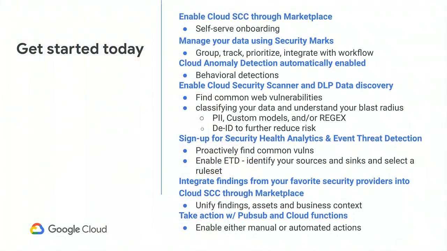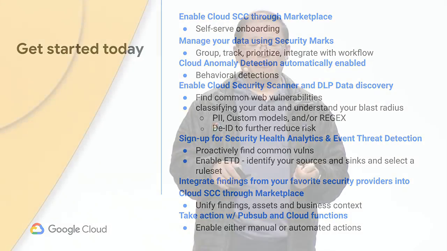So to get started, you can enable Cloud Security Command Center in a self-serve way through Marketplace. As you get more and more findings, you can manage those through security marks. Once you enable Cloud Security Command Center, you can immediately turn on Cloud Anomaly Detection. And with both Security Scanner and DLP, you can enable those, and if you set up security scanning and DLP, you can proceed to have those results surface in. You should sign up for both the Security Health Analytics Public Alpha and the Event Threat Detection Private Beta. Once you're enabled on those, they'll feed the results in.